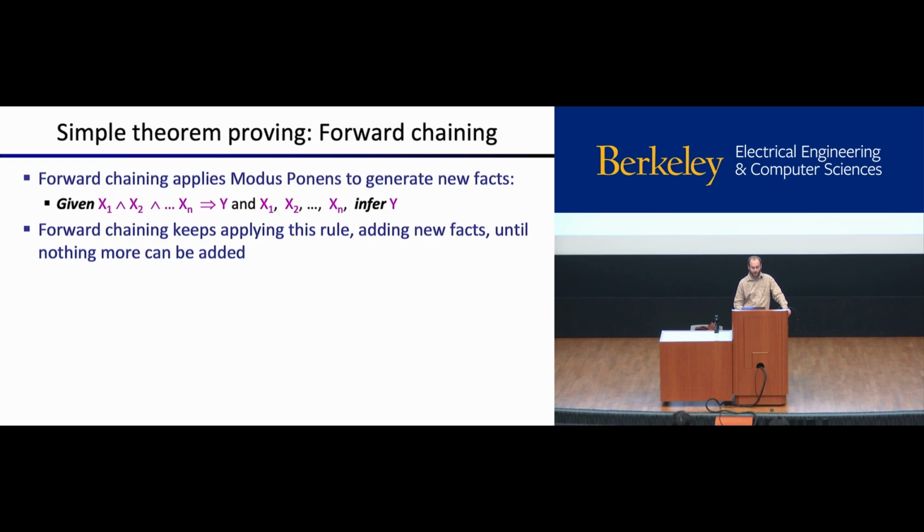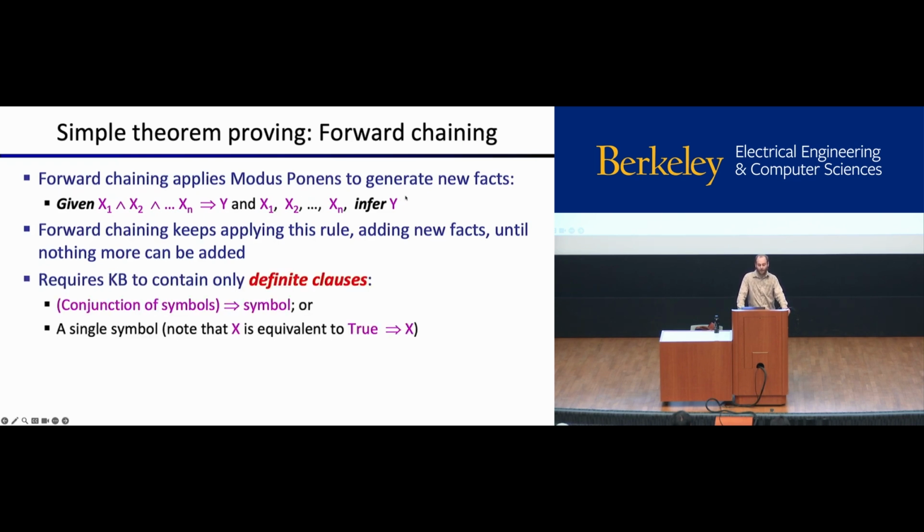It applies modus ponens. This is this rule. If you have x1 through xn in your knowledge base, and you have what's called a definite clause in your knowledge base, x1 and x2 and so on to xn implies y, then we can infer y. So that's what implies intuitively means. If the things on the left are true, that means the things on the right are true. The things on the left are true, so the thing on the right is true.